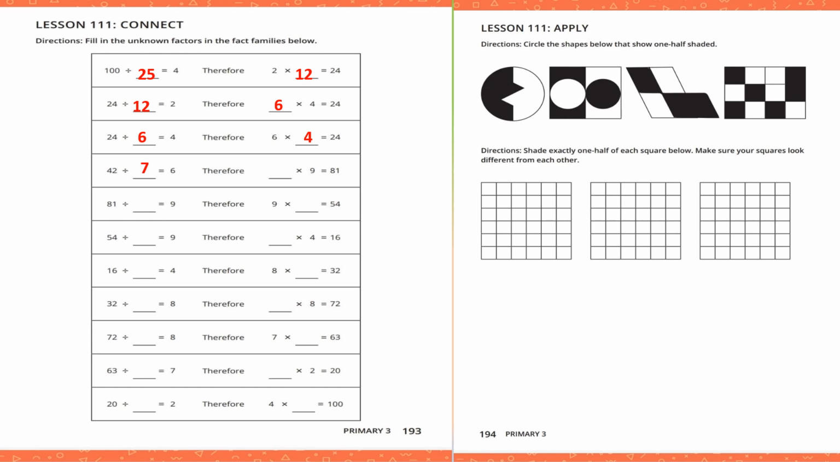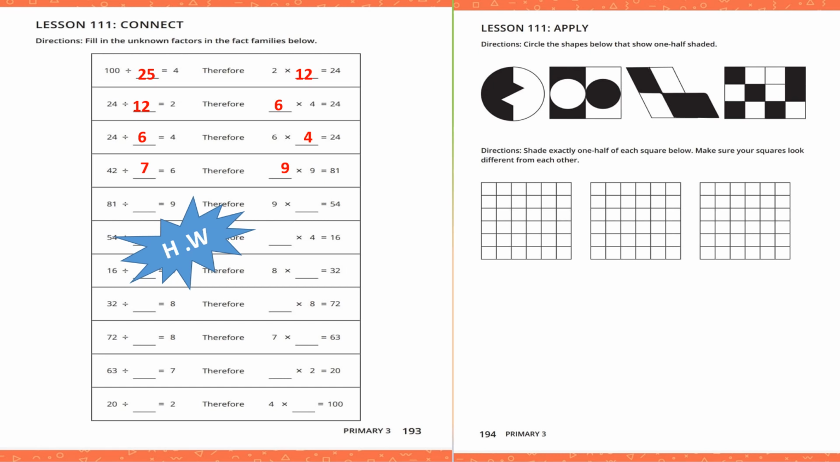Next. Therefore, what times 9 equal 81? Who can tell me? It's very easy. 9 times 9 equal 81. 81 divided by what equal 9? Equal 9, because 9 times 9 equal 81, and so on. Complete as homework.